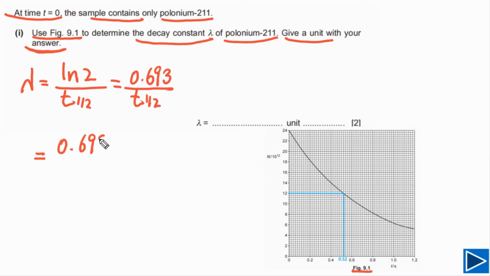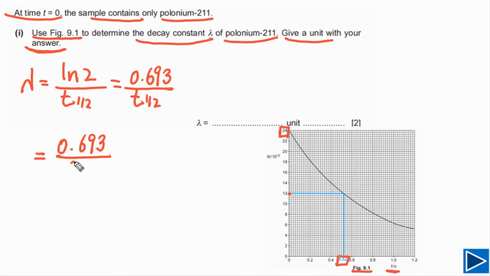So we can write on here, this is 0.693. We have to divide by half-life. Initially, we have 24 times 10 to the 12 nuclei. So when these nuclei become half, meaning they become 12, that time taken is equal to the half-life. So simply you can read this from here. This is 0.52. So this is the half-life, and half-life is in seconds.